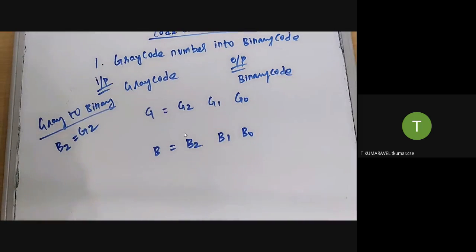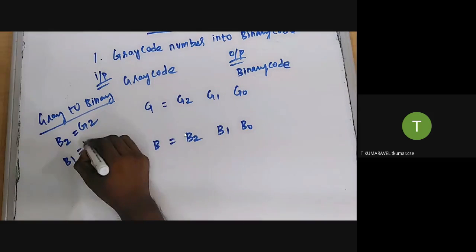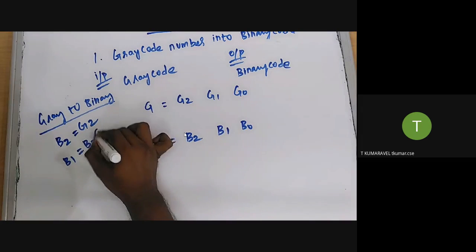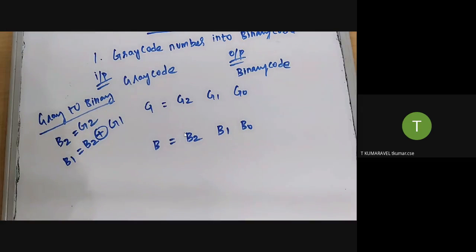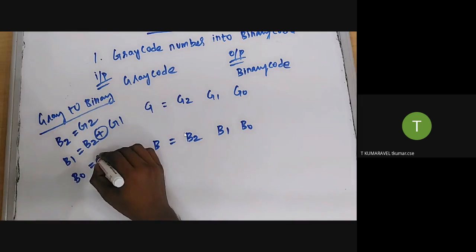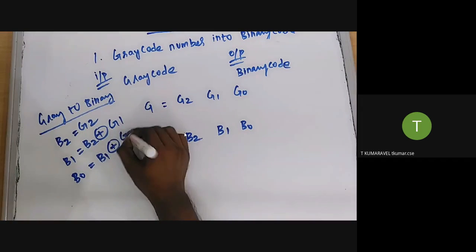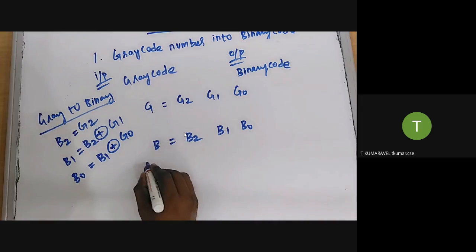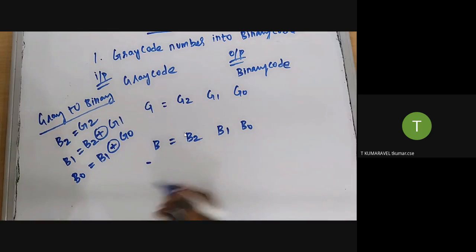What about B1? B1 is B2 exclusive OR of G1. What about B0? How do you generate B0? B0 is B1 exclusive OR of G0. If you do that, the final output is the binary coded value.